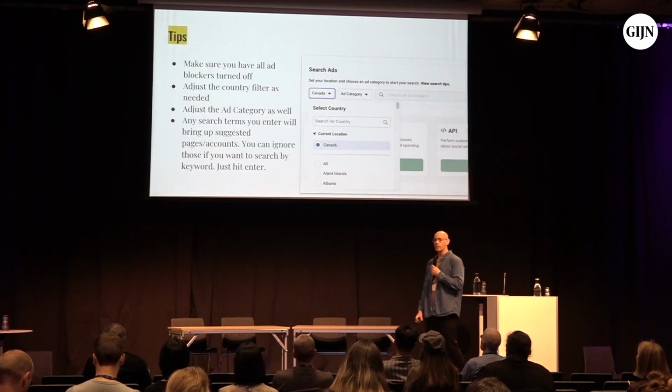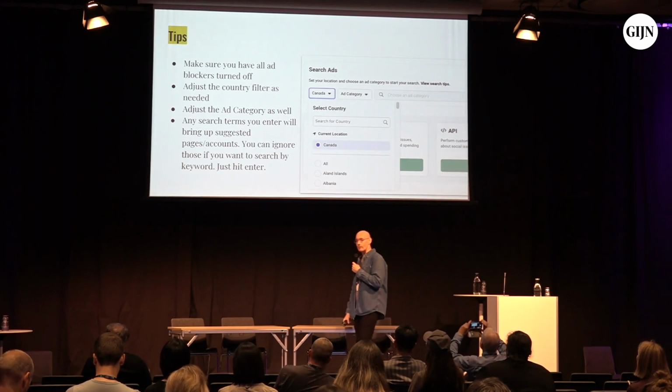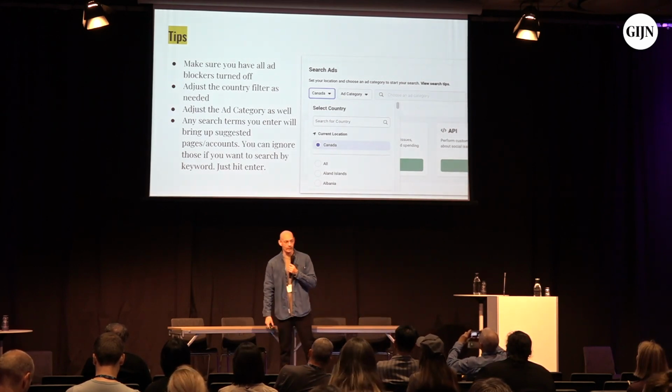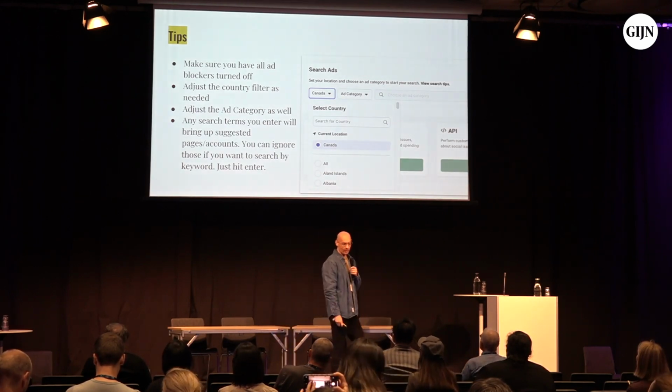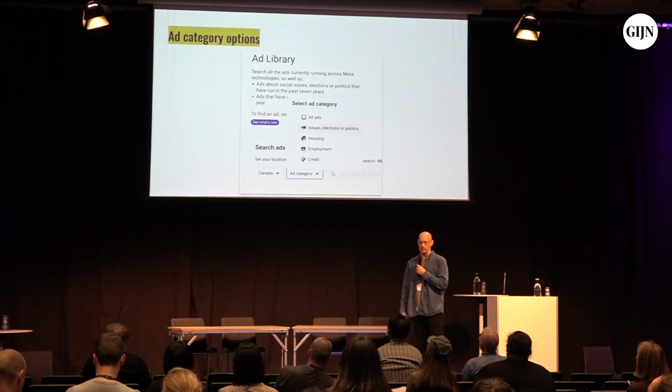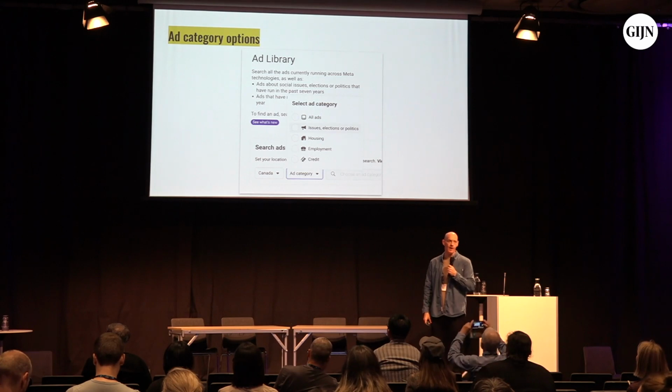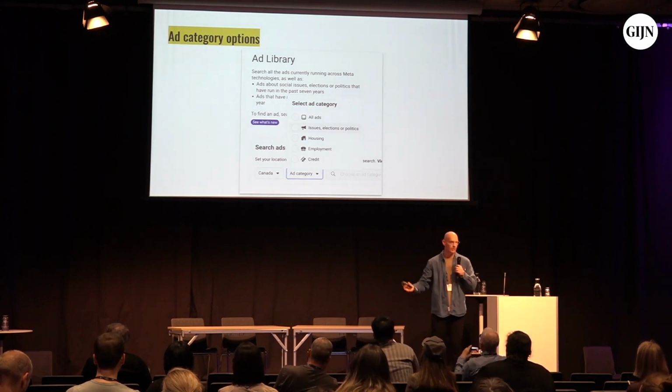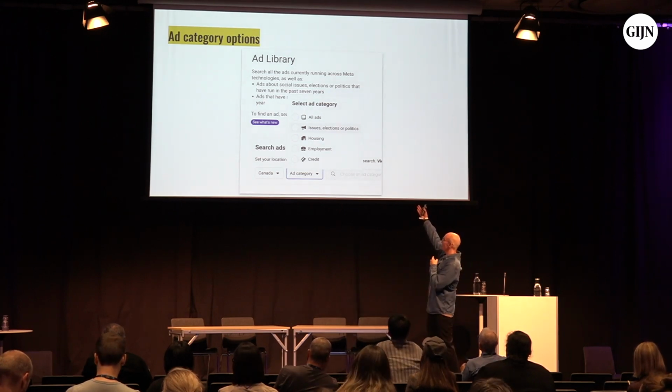In terms of tips, when you are looking at these ad libraries, turn off your ad blocker. Okay, they will not work properly if you don't. You have the country filter, and then there's also the category filter. So here are the different categories of ads. You can obviously just search across all of them. You can search just in their database of ones that they have flagged as issues, elections, or politics.